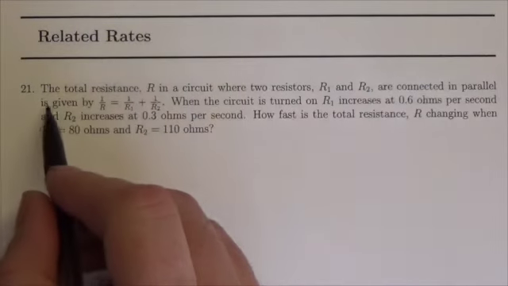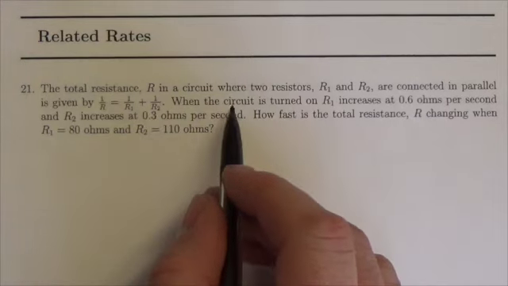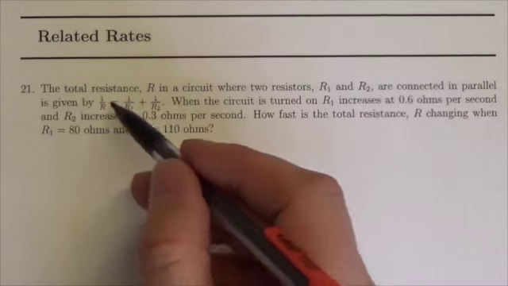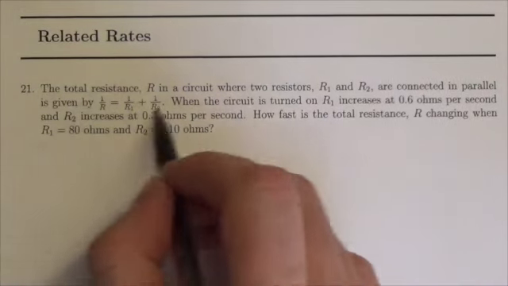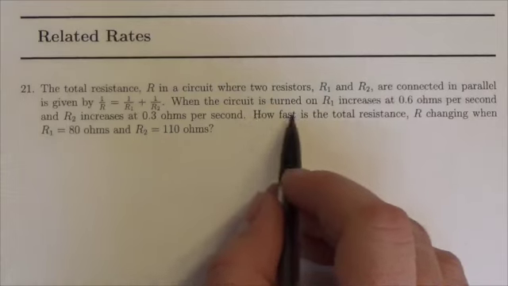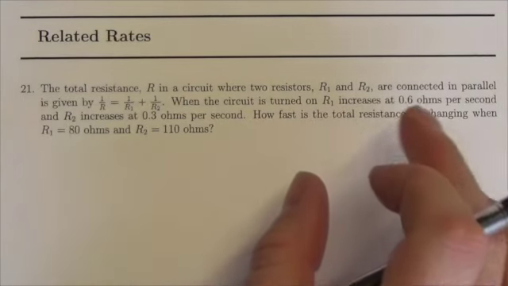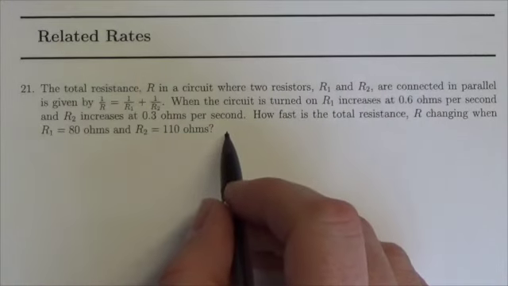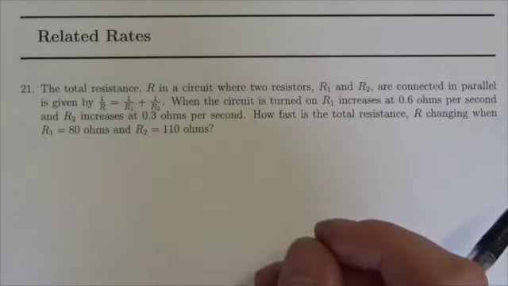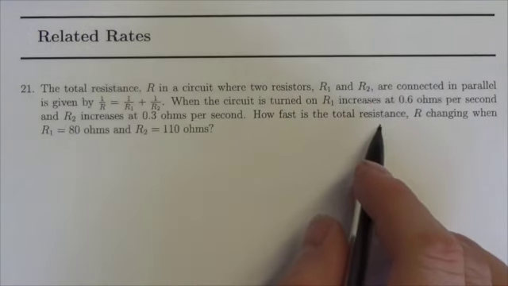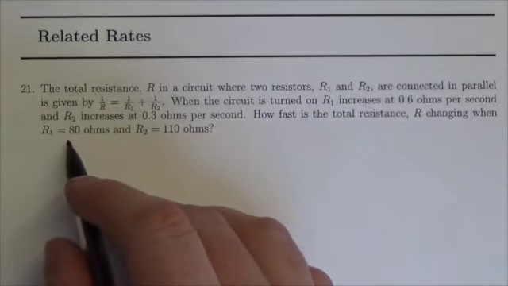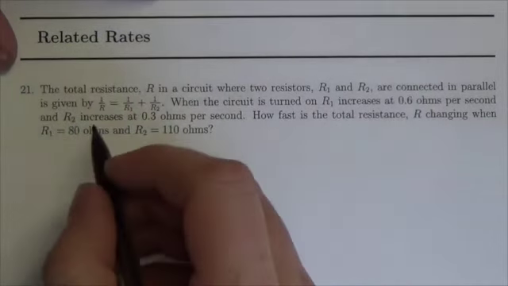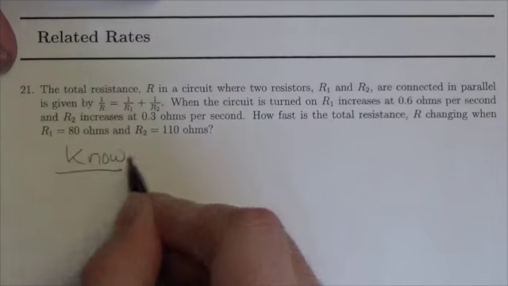In this related rates problem, we read that the total resistance R in a circuit where two resistors R1 and R2 are connected in parallel is given by 1 over R equals 1 over R1 plus 1 over R2. Okay, so there's the relationship between them. When the circuit is turned on, R1 increases at 0.6 ohms per second and R2 increases at 0.3 ohms per second. Okay, so they're both kind of kicking in. How fast is the total resistance R changing when R1 is equal to 80 ohms and R2 is equal to 110 ohms? Okay, so what do we know?